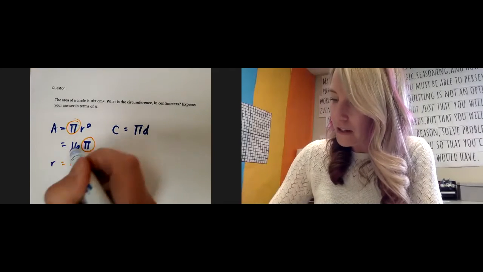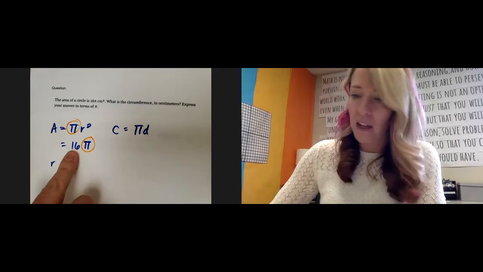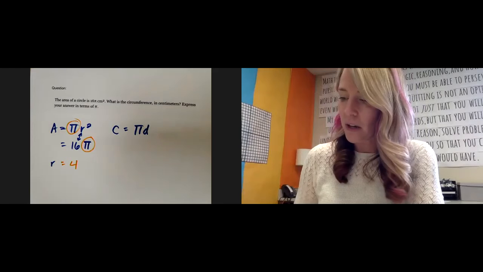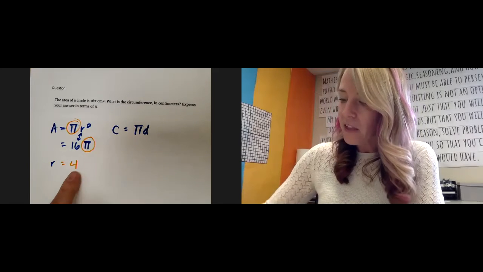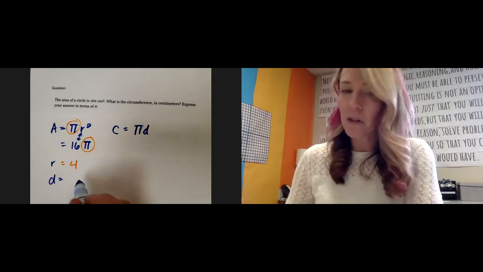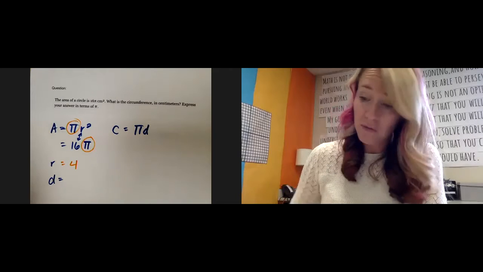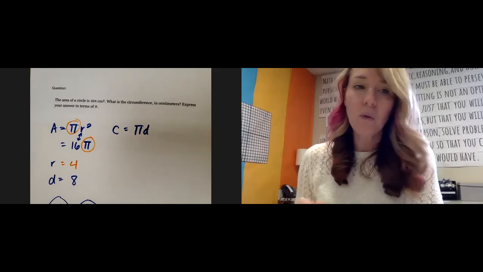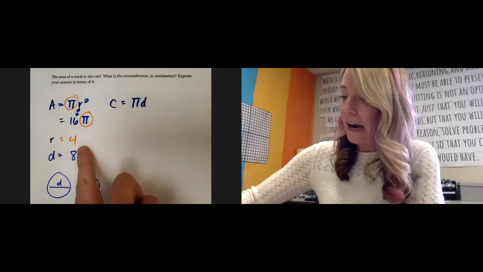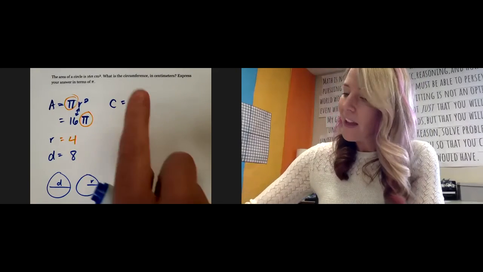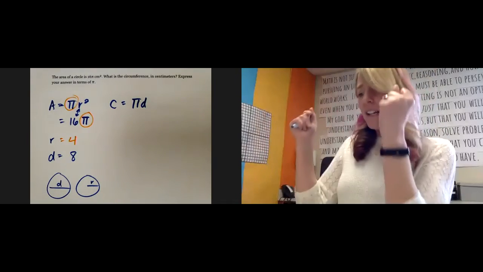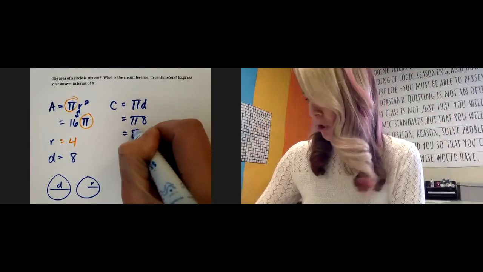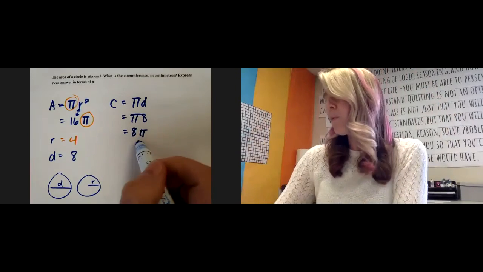That's your clue, because we knew pi times something, and that something was expressed two different ways. So 16 had to be the same thing as r squared, and r would have been 4. Now that I know my radius, my diameter is twice that. What's 2 times 4? 8. Remember, diameter goes all the way across, and radius only goes halfway across. That's why I know the relationship between those numbers. Now that I know my diameter, I can plug it into my formula for circumference, and I get pi times 8, or 8 pi. It says express your answer in terms of pi, so we're done.